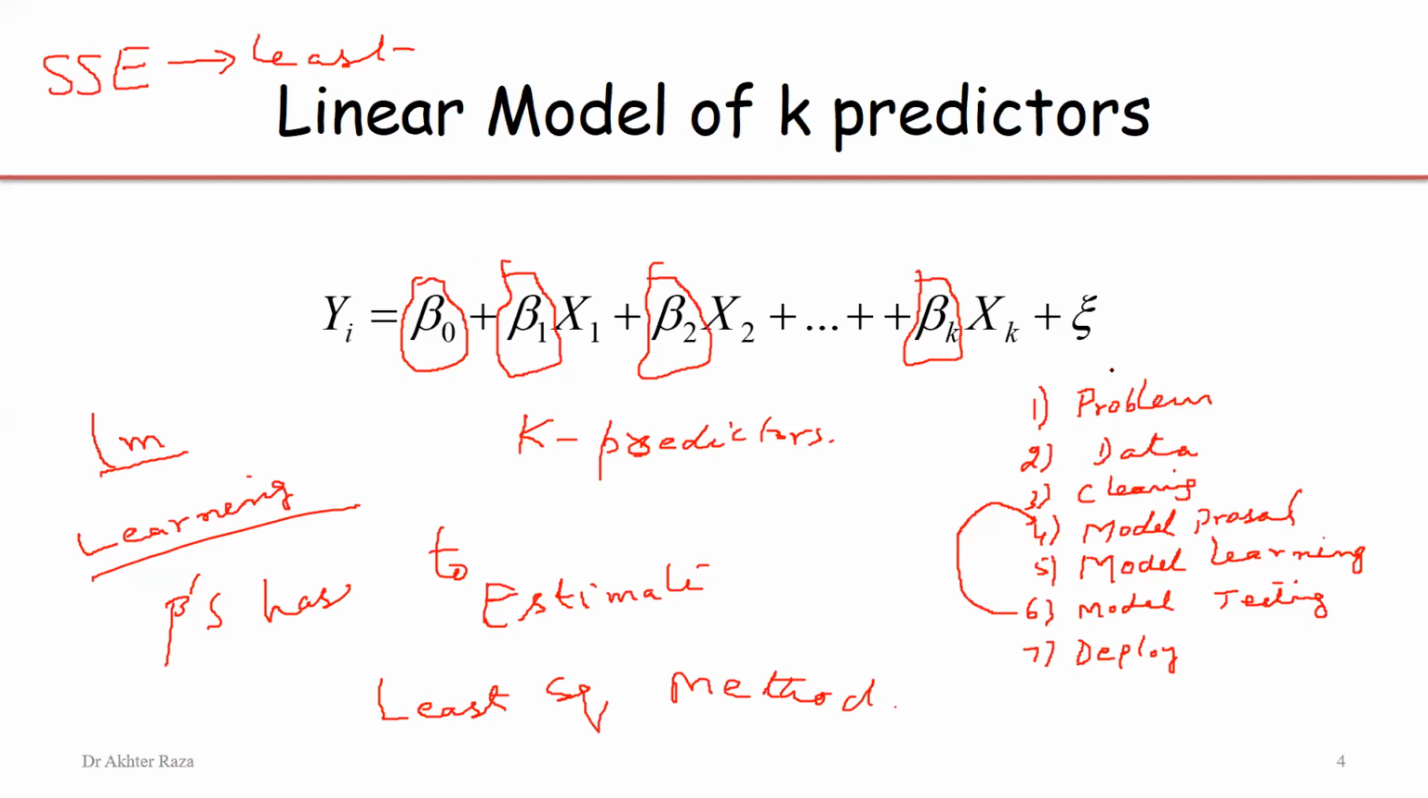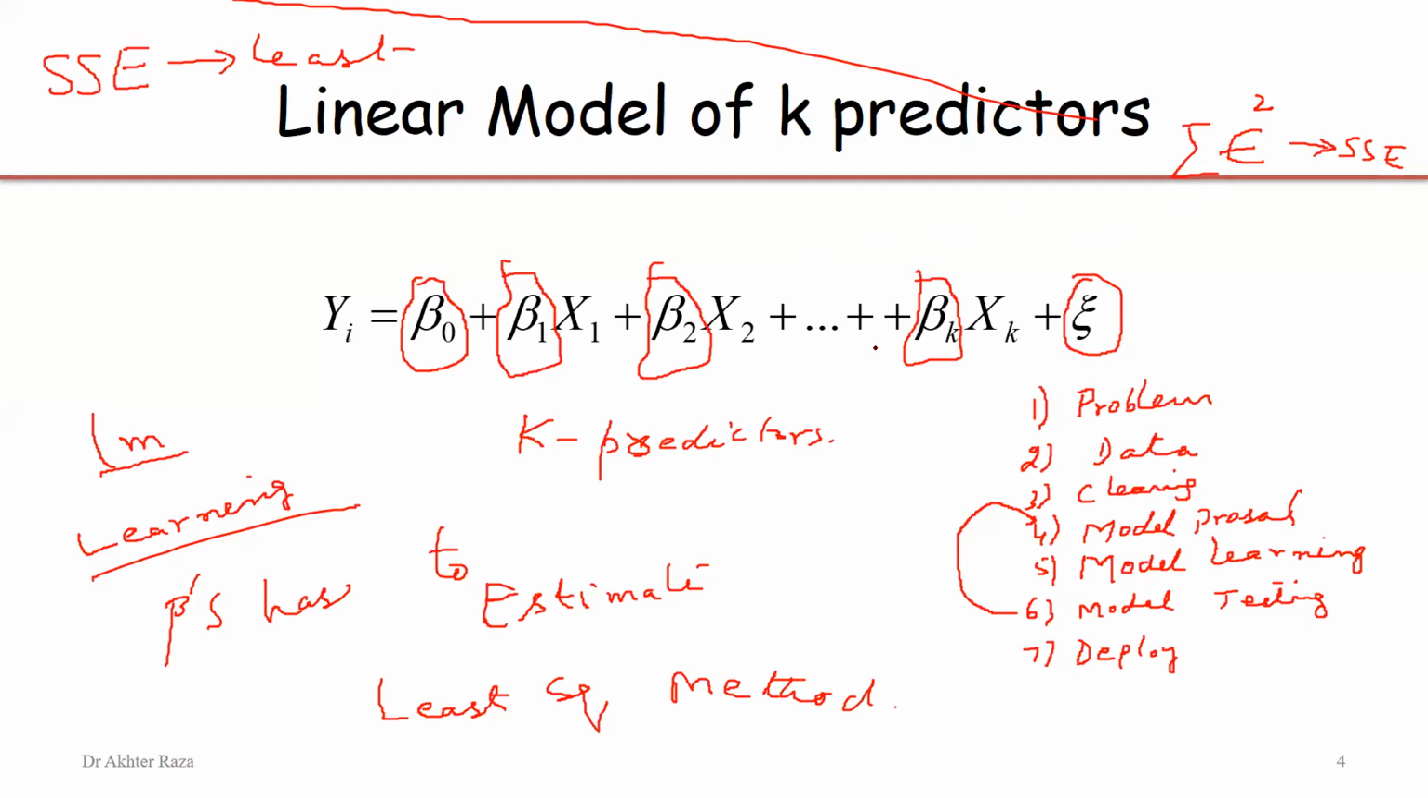So you have to isolate the E from this model. This is E. You have to isolate the E, taking all of the remaining terms towards the left side of this equation. Then make a square of the error. This is the error, this is the square of error, and this is the sum of square of error, which is called SSE. So we have to minimize this sum of square of error. By the minimization of the SSE, we will get the estimates of these betas. So this is the mathematical concept behind the linear model.